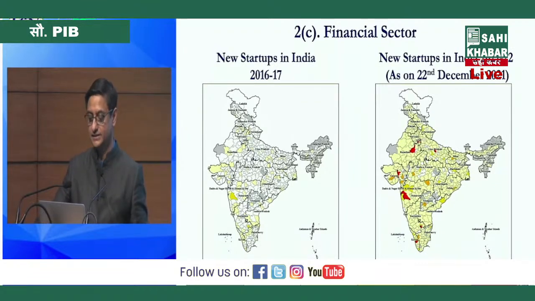Now, 5 years later, that has completely changed. And this is, by the way, data as on 22nd of December. We have not even finished the year. And you can see a complete change. There are at least 555 districts in the country with at least one startup. This is quite incredible. And you can see it's scattered across the country.